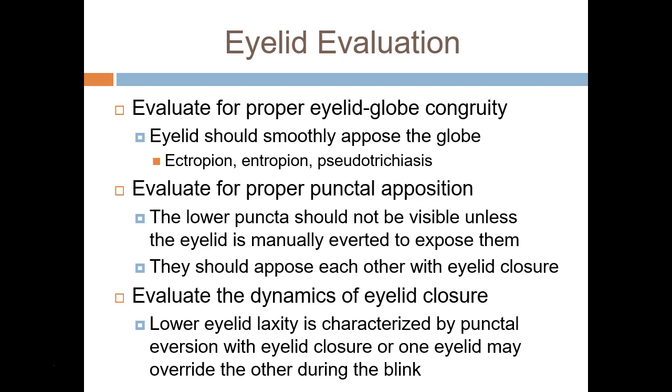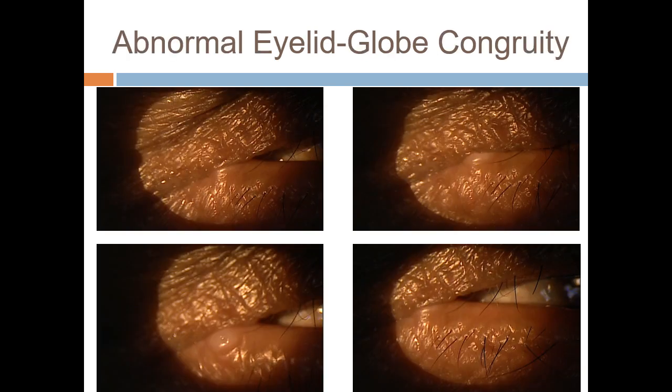So the eyelid evaluation is one of the most important parts of any kind of evaluation for a person with epiphora. And here are some images of the eyelid eversion, punctal eversion. You see picture 1, picture 2, picture 3, picture 4, when the eyelids are closing. This is an older lady, almost 90 years old, and this is a common problem when people get that old.